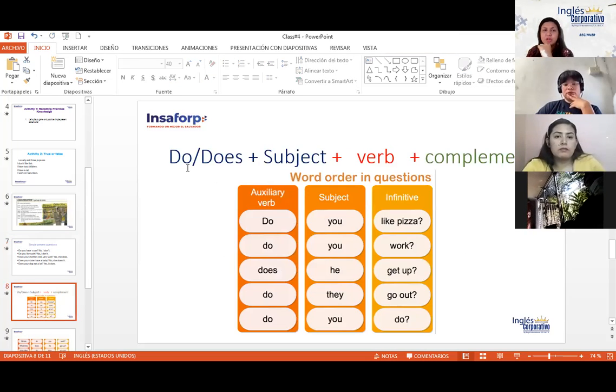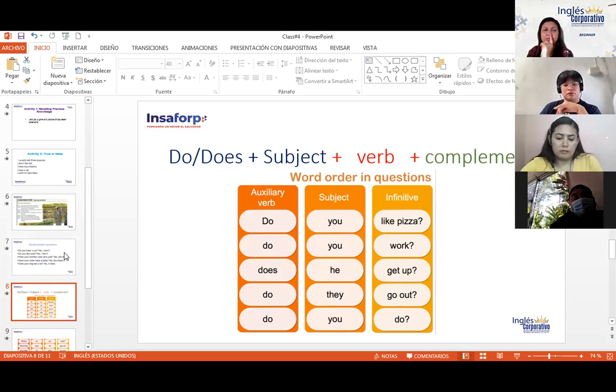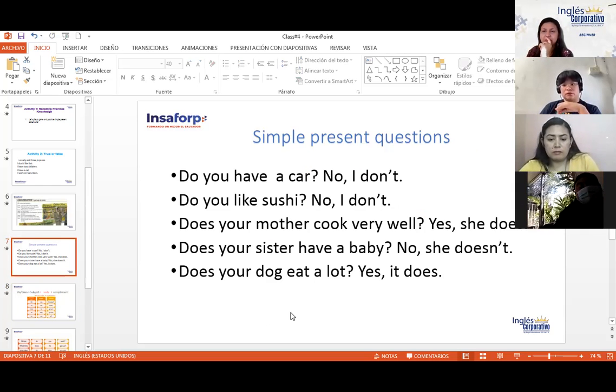So, what is the structure? Do or does the subject? Teacher, puede regresar a la lámina anterior, por favor. Solo le quiero tomar una captura de pantalla. Yes, of course, Mr. Martin. Gracias.